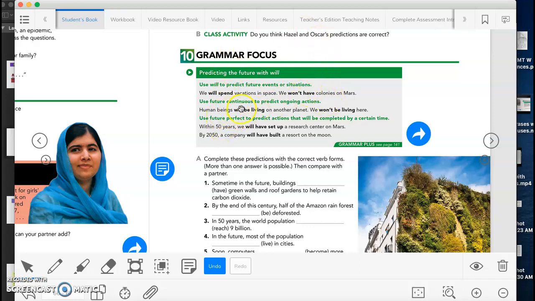Remember, we use future continuous for ongoing actions, maybe two actions happening at the same time, and so on. And then we use the future perfect when I am giving you a time frame, when I am telling you, okay, within this time, in 20 years, in 2 years, in 3 years, I'm going to make a prediction, and for this prediction I'm going to use future perfect: will, have, and then the past participle of the verb.